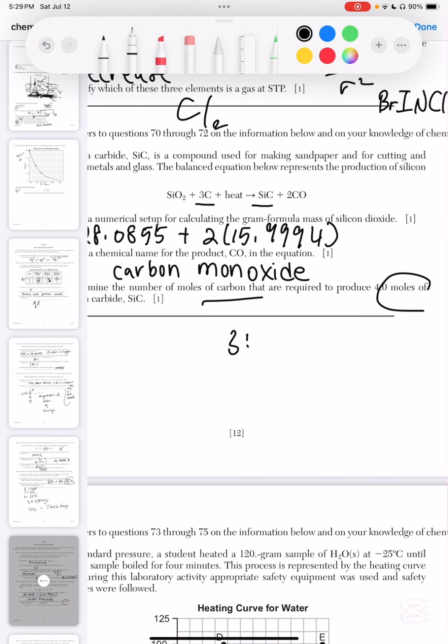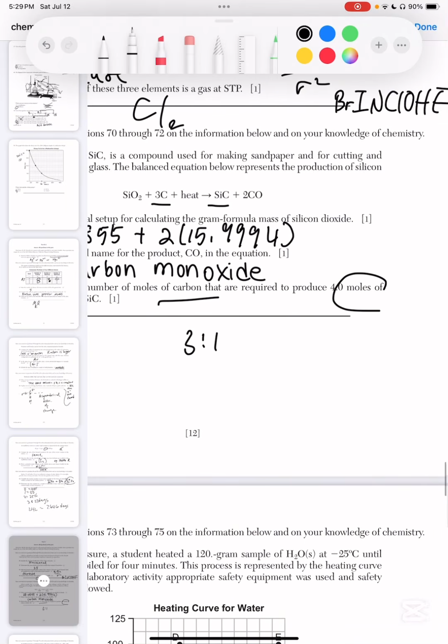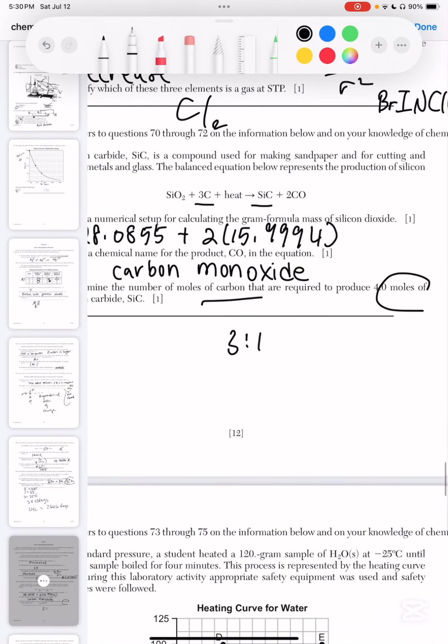So it's 3 to 1. So if you want 4 moles of silicon carbide, you need 12 moles of C.